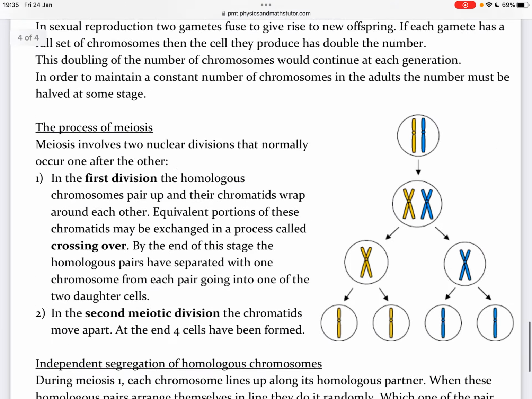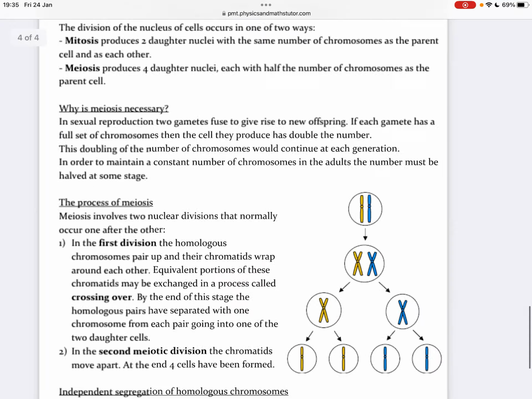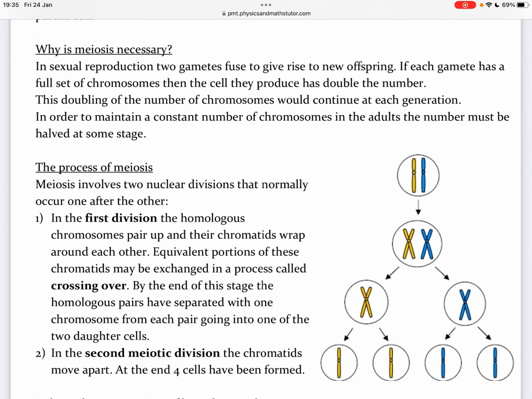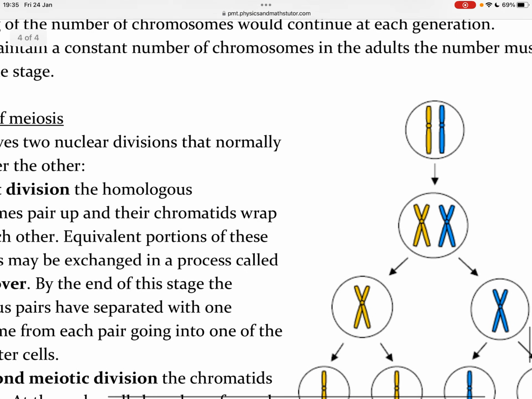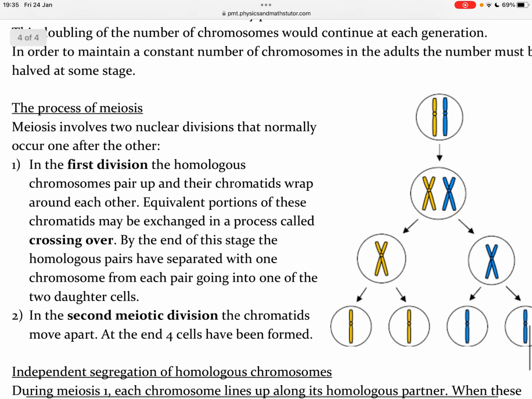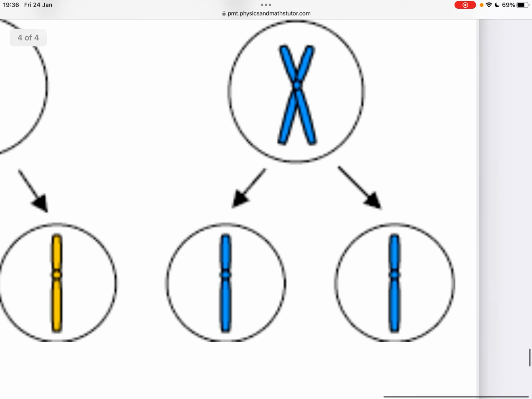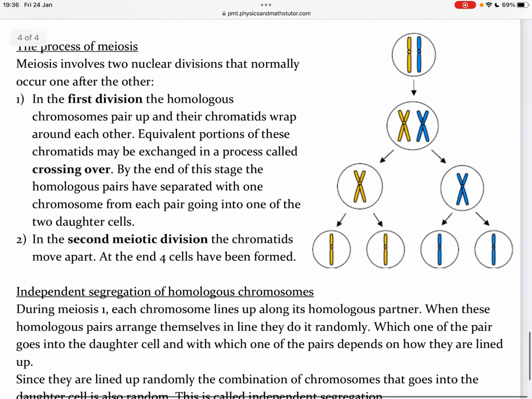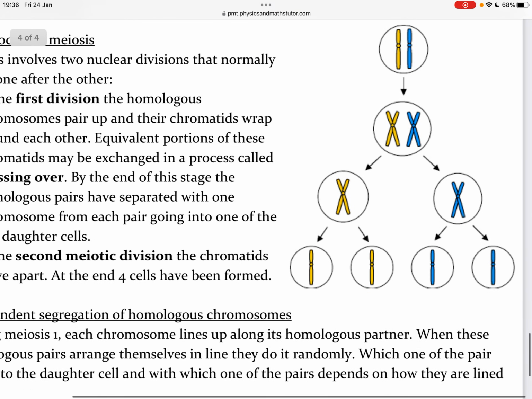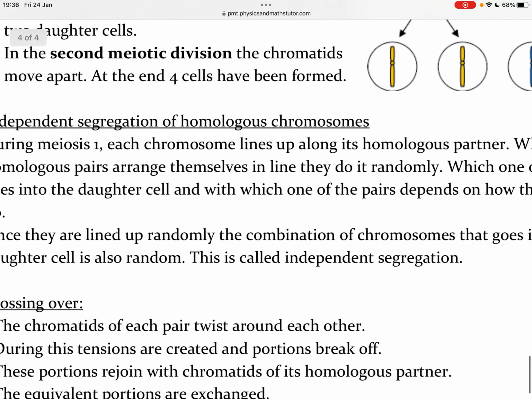Okay, since that's the case, here in the first division, the homologous chromosomes pair up, and the chromatids, single lines, wrap around each other. Equivalent portions of these chromatids may be exchanged in a process called crossing over. By the end of this stage, the homologous pairs have separated, with one chromosome from each pair going into one of the 2 daughter cells. And in the second meiotic division, the chromatids move apart. At the end, 4 cells have been formed, 1, 2, 3, 4 daughter cells, which are all genetically different, like independent segregation.